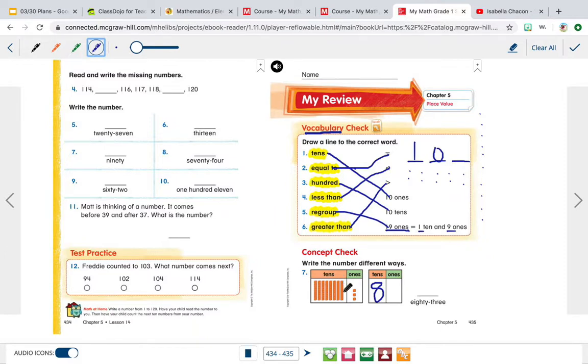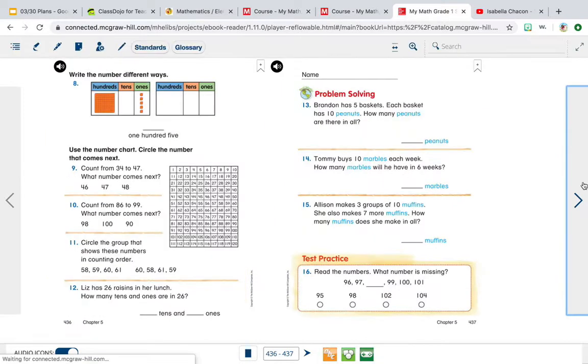Now let's count our ones. 1, 2, 3. So we separated the numbers, we regrouped it, and now we're going to put it together as one number, and that number is going to be 83. So we counted our tens, we counted our ones, we brought it over here into numbers, and then we put it all together to make 83. Okay, let's go to the next page.